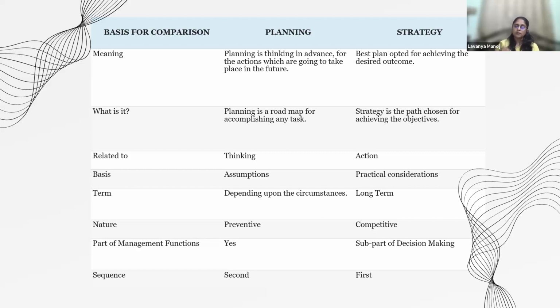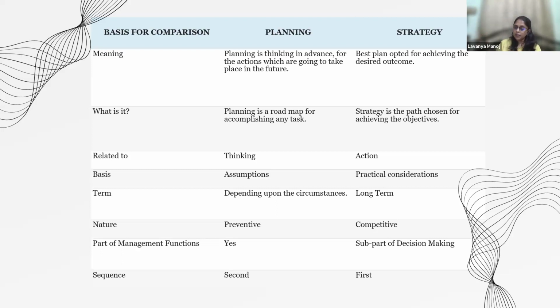So you have to carefully tackle all the factors while going on with the strategy. Planning is a part of the management function. Strategy is a sub part of decision making. So as you start implementing the plan, there will be decision making.